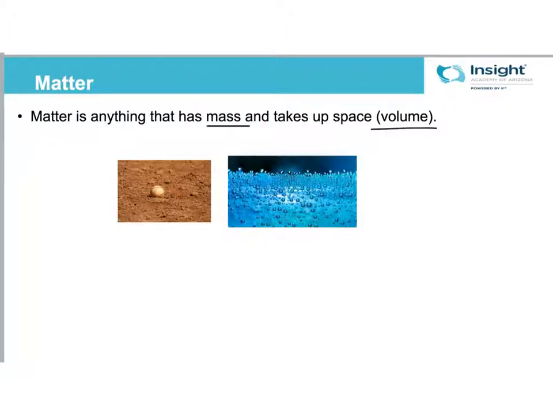So, a baseball, your computer, water, the air around us. Alright, even though you don't necessarily see it, there are molecules in there. Those molecules do have mass to them and take up space. So lots and lots of things are matter. Matter is really easy to comprehend because for the most part you can see it.